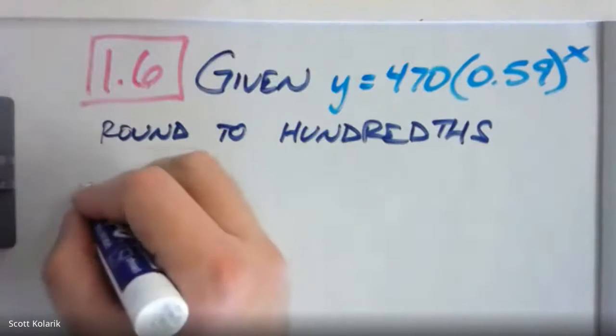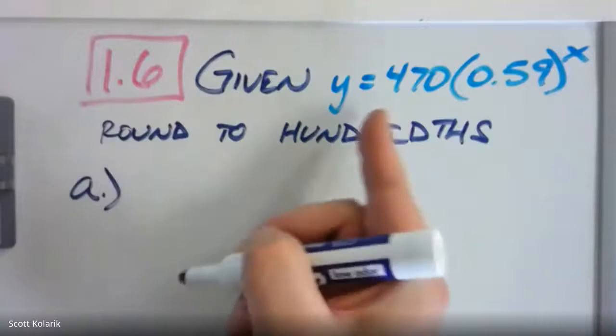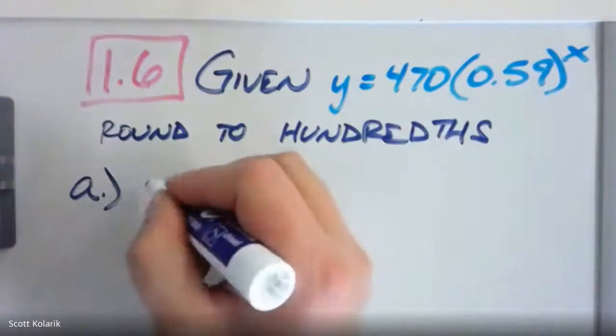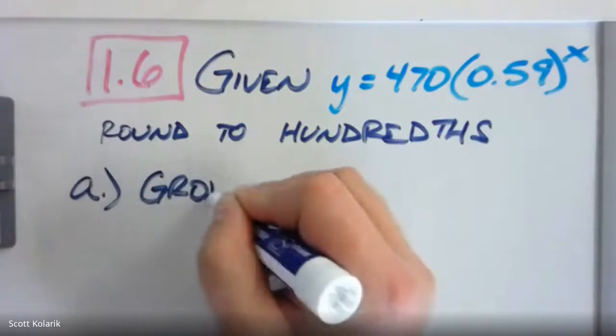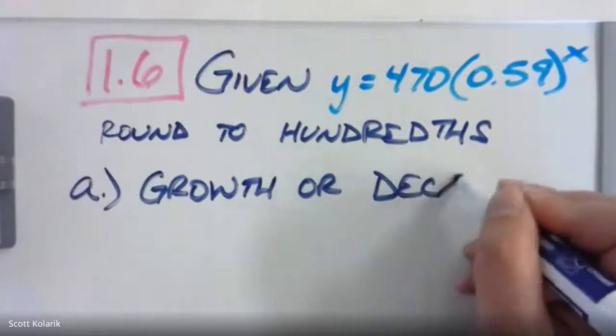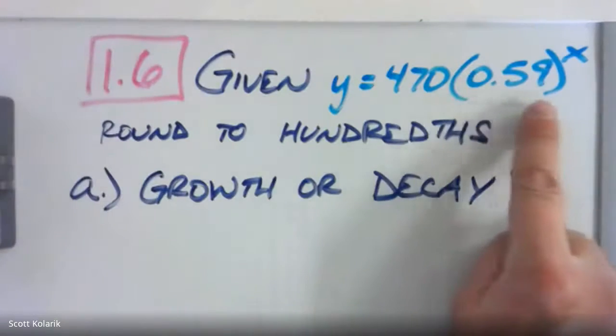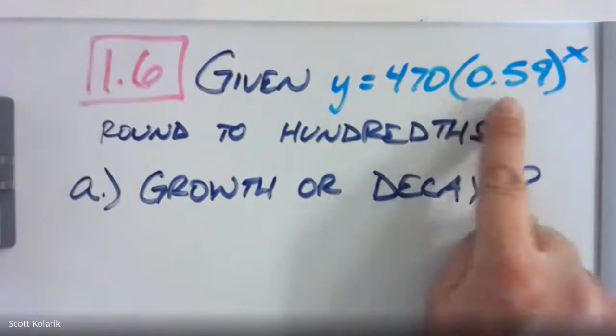So part A, you're going to be asked to determine whether this exponential function represents growth or decay. This is the equivalent in a linear function of asking whether it's a positive slope or a negative slope. Similar to a linear function, the actual process of determining that is simply looking at a single number. In this case, we're going to be looking at the base of our exponent, the constant multiplier.